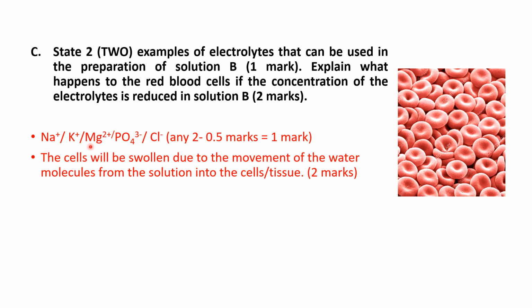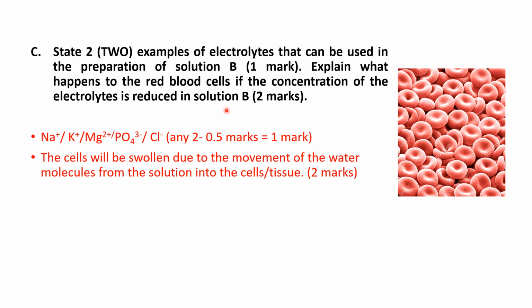So here you can see the allocation of the marks. For any of the electrolytes that you mention, you get 0.5, so you have to mention 2 examples to get 1 mark. Okay, in case you happen to reduce the concentration of electrolytes in the solution, what will happen? When you reduce the concentration of electrolytes, there will be fewer solutes in solution B. Therefore, this solution becomes hypotonic.